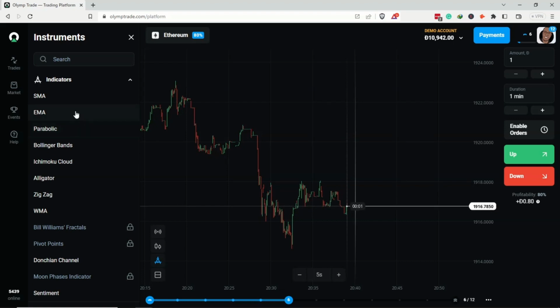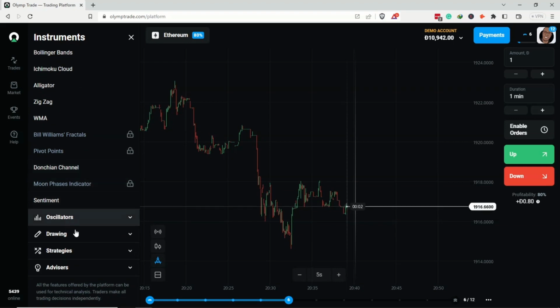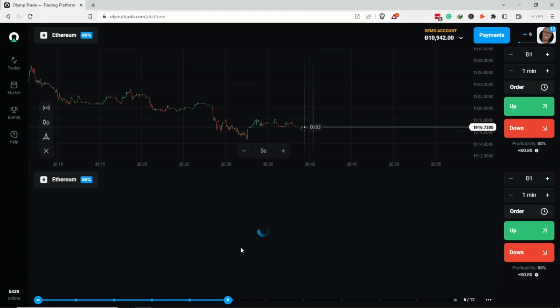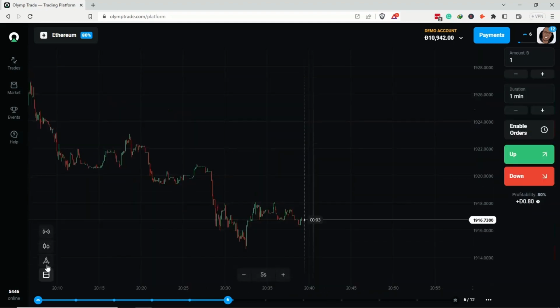As you can see, there are a lot of indicators here. There are a lot of oscillators, sentiment, drawing, strategies, and advisors. And if you would rather compare two markets or two charts, you can use this section here. As you can see, it opens up another one down here. For now, I just want to keep one.